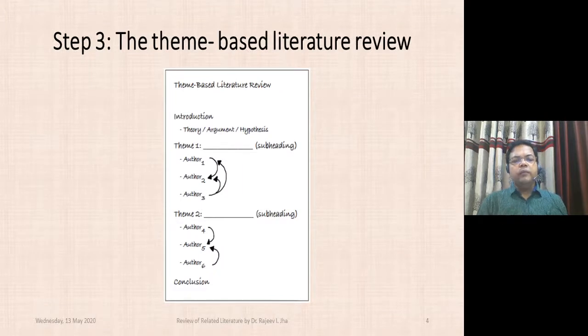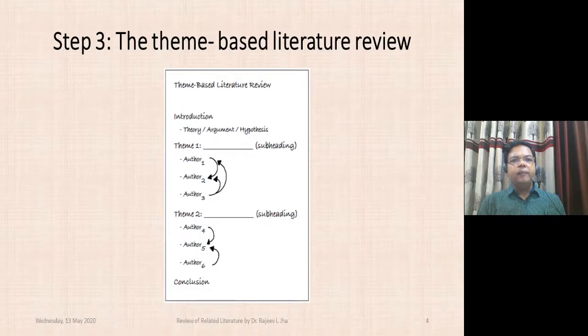Step 3, the theme-based literature review. And this visual depicts the same. Now that we have our themes, we can begin to organize our paper in such a way that it is idea-driven as opposed to author-driven, or a series of unrelated separate statements, one for each author.